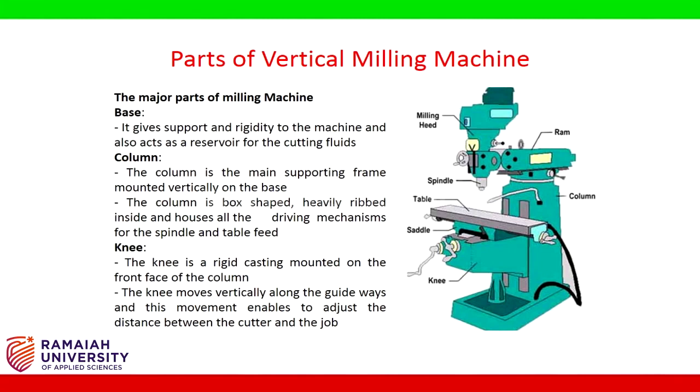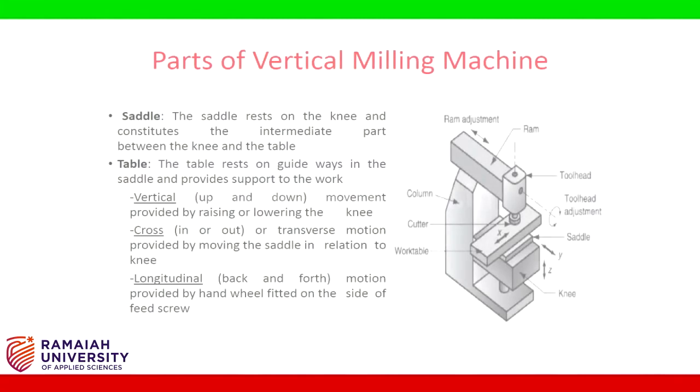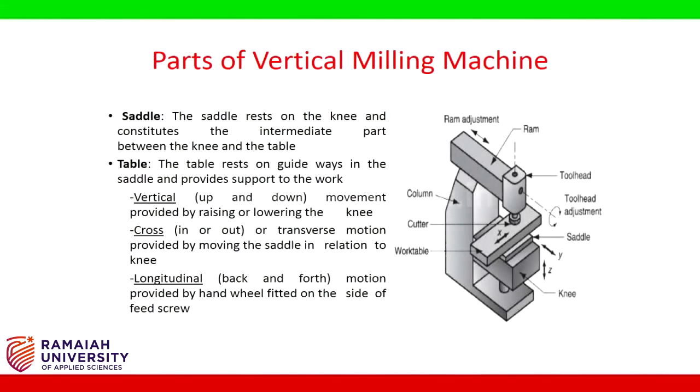Knee. The knee is a rigid casting mounted on the front face of the column. The knee moves vertically along the guideways, and this movement enables adjusting the distance between the cutter and the job. Saddle. The saddle rests on the knee and constitutes the intermediate part between the knee and the table. Table. The table rests on guideways in the saddle and provides support to the work.